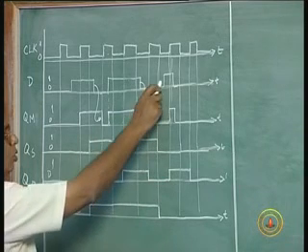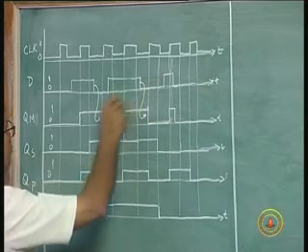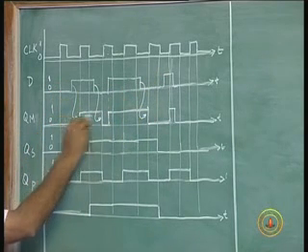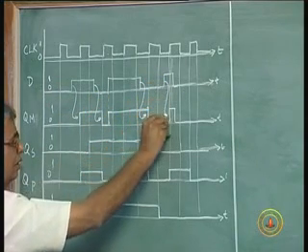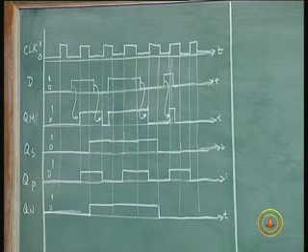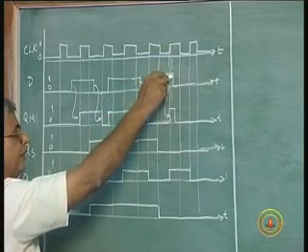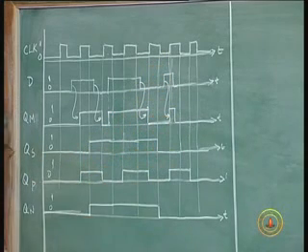And then in between it goes. This 1 to 0 transition reflects here. This 1 to 0 transition will reflect here when the clock becomes high again. And since when the clock is high, the input goes from 1 to 0, output also will become 1 to 0.